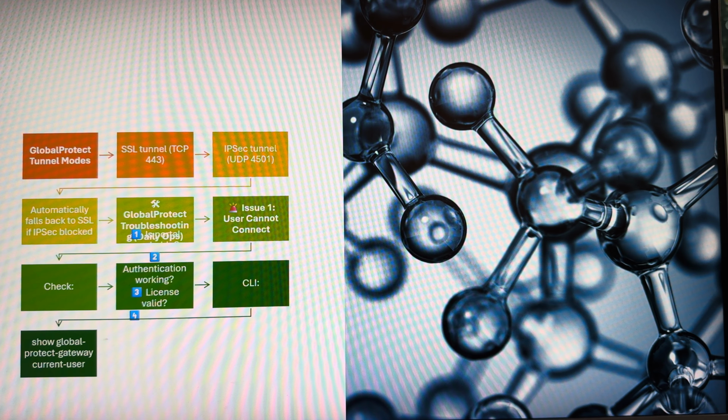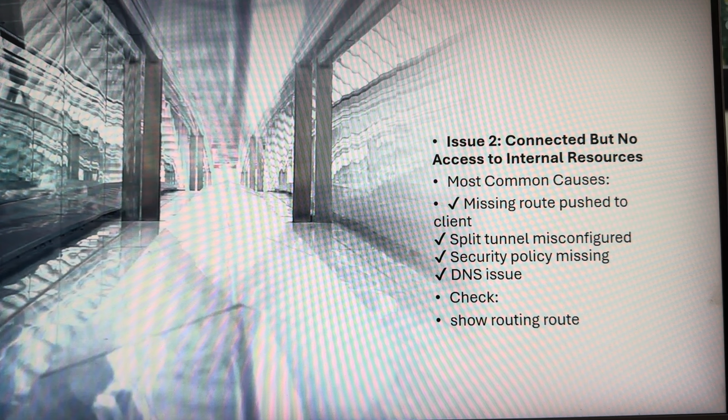Issue 1, users cannot connect. Check that authentication is working and the license is valid. In CLI, we give the command show global-protect-gateway current-user. Issue 2, connected but no access to internal resources. Most common causes: missing route pushed to client, split tunnel misconfigured, security policy missing, DNS issue, and you need to check the routing.